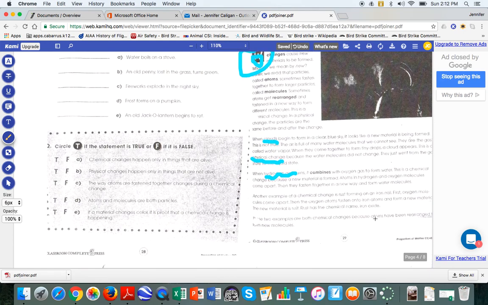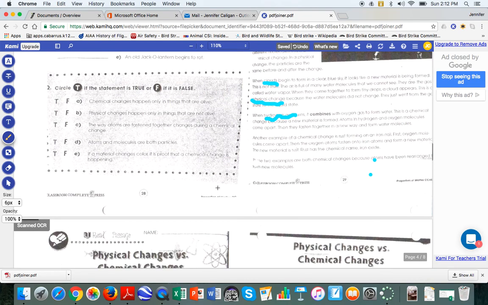Another example of a chemical change is rust forming. I've seen this before on assessments where people are like, oh, well, you just have a nail and it turns orange, and you just said color was a physical change. Well, that's not true, because rust is actually iron oxide, which is a whole new molecule. So rust is a chemical change because the atoms have been rearranged to form new molecules.